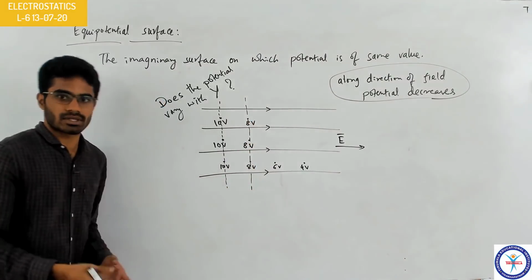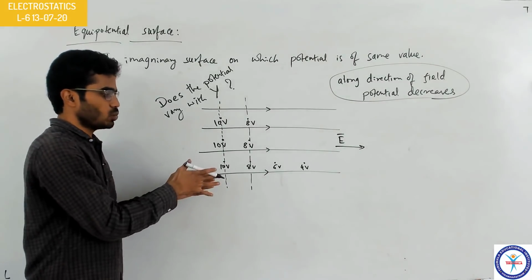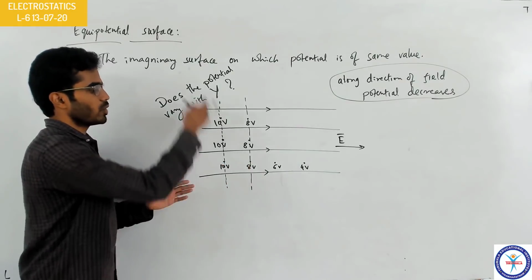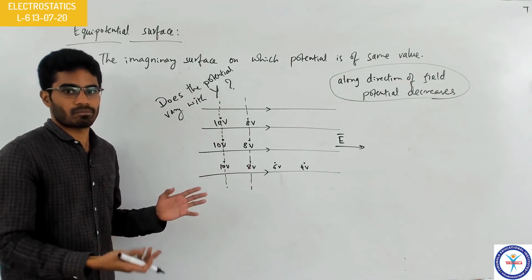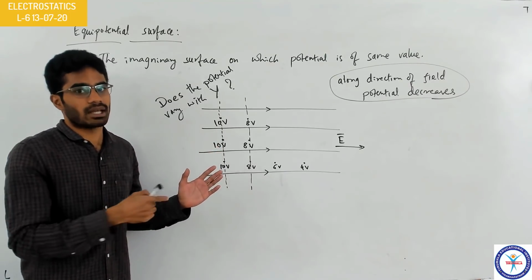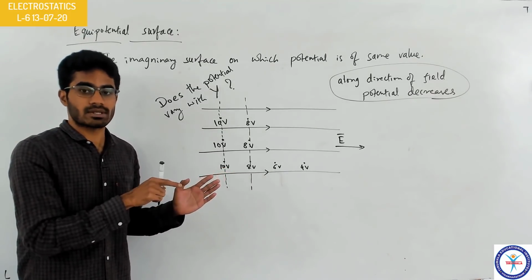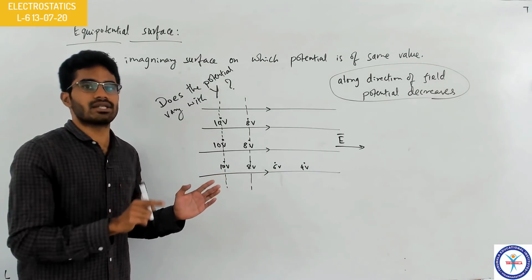Equipotential line, you can say. But what is an equipotential surface? Now let us bring it to 3 dimensions, x and y. Now let us discuss z. It is coming out of the plane. Is the field present along the z axis? No, the field is only present along the x axis. That means the potential is only changing along the x axis.